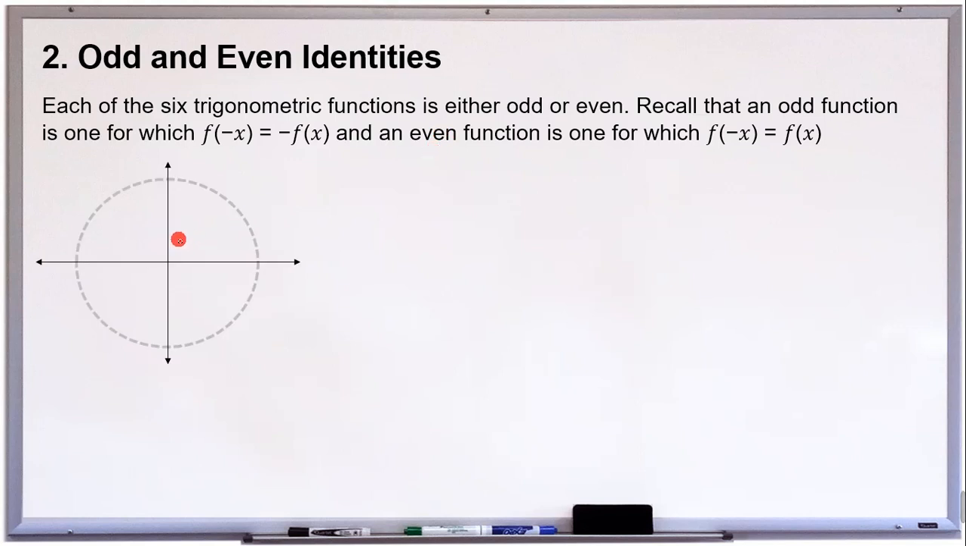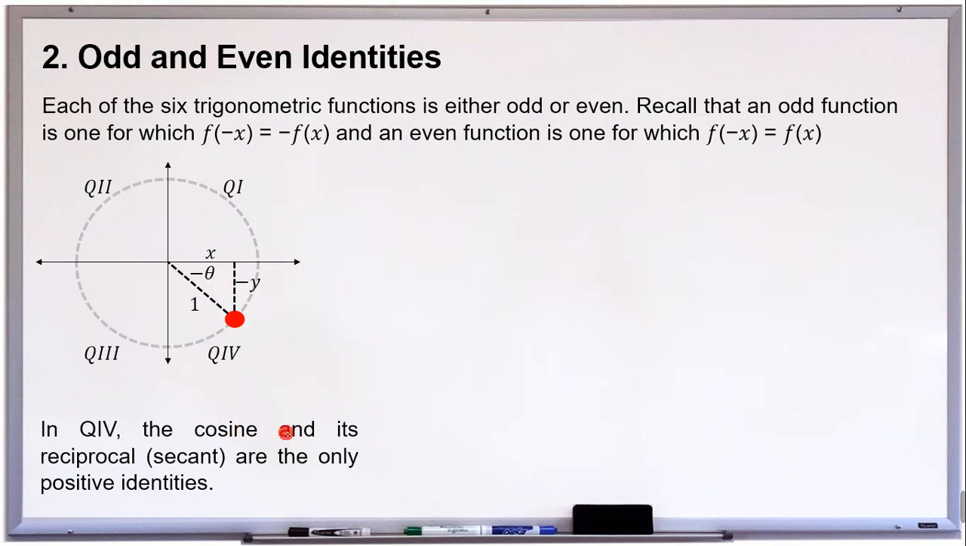Now in trigonometric functions, we will use the unit circle in order for us to track the positive and the negative angles. So in our unit circle, let's pick a point right here that is located in the fourth quadrant. The coordinates are positive x and negative y, and this is our angle theta. This is negative because the rotation of this angle is clockwise. Now in quadrant 4, the cosine and its reciprocal, which is the secant, are the only positive identities. The rest are all negatives.